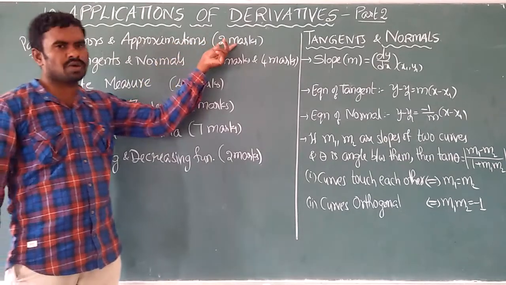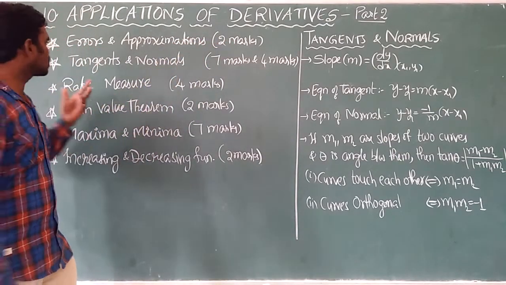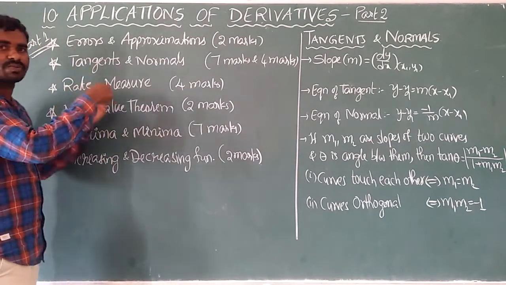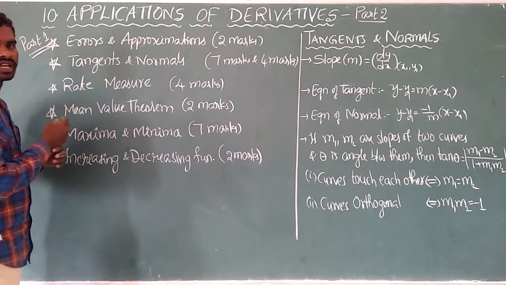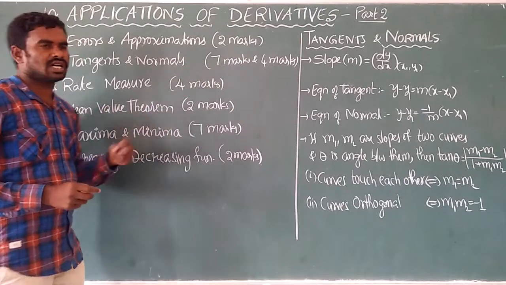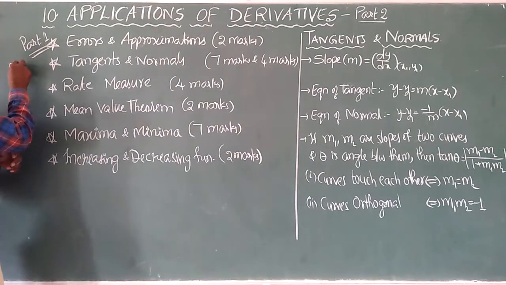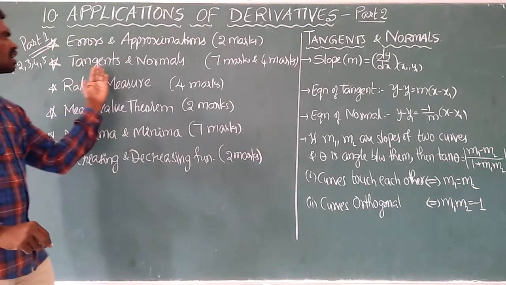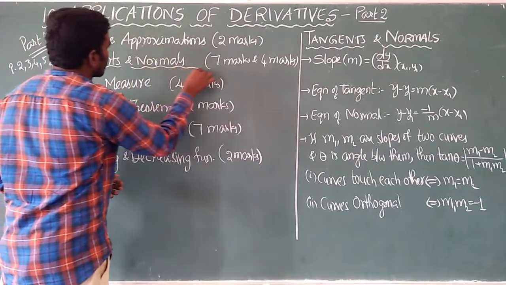It consists of only 2 marks. In one part it is completed. That is also an easy chapter. Next, in part 2, applications of derivatives part 2 by Nagaraju sir, in this class you can learn tangents and normals. This is a little bit bigger, it consists of 4 parts: part 2, part 3, part 4, part 5. In 4 parts we can complete tangents and normals. Now this topic we are going to learn.